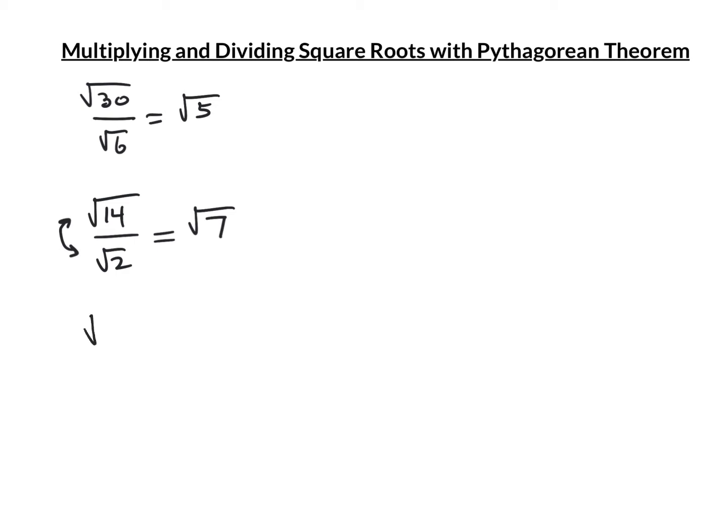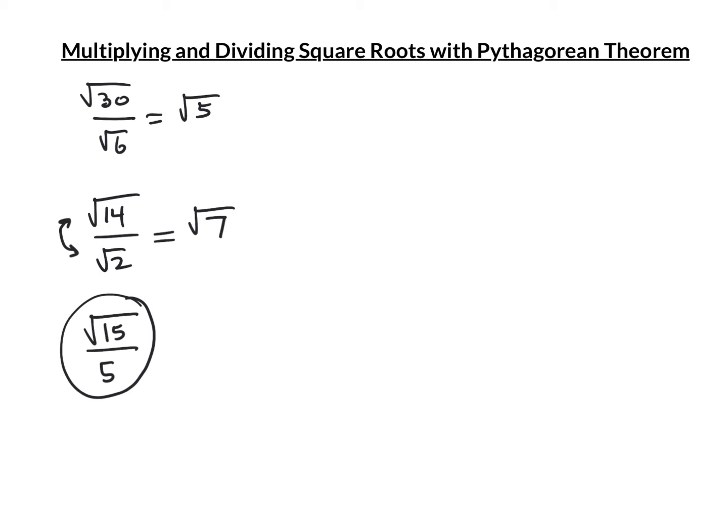If I ask you to take root 15 and divide it by 5, you can only approximate that. There's no way to divide that and get a nice answer. If they were both roots, then yes, you could do it. The answer would be root 3. But that's not the case here. This is actually the simplified answer. They both have to be roots to divide them.